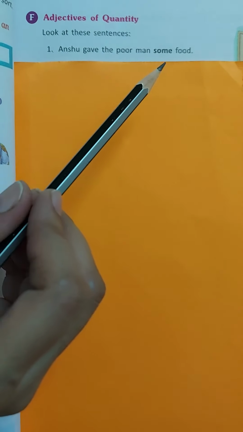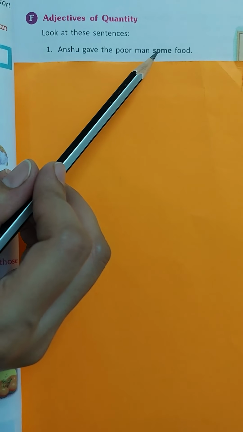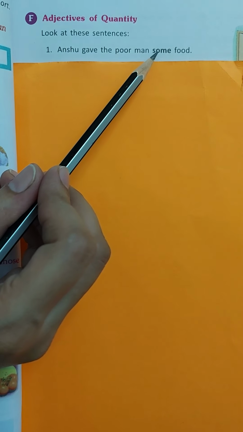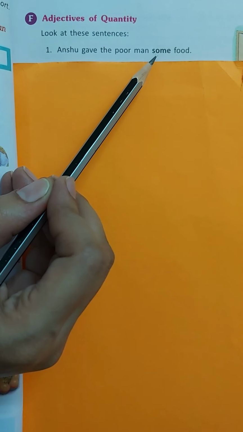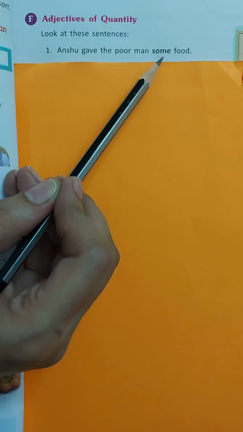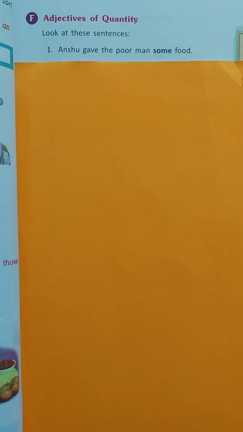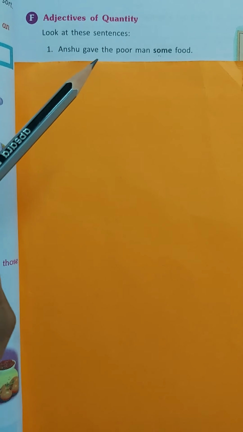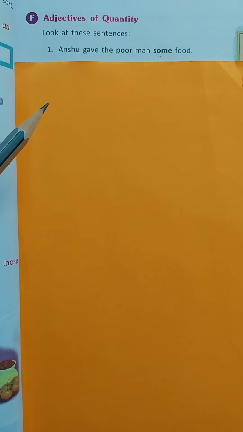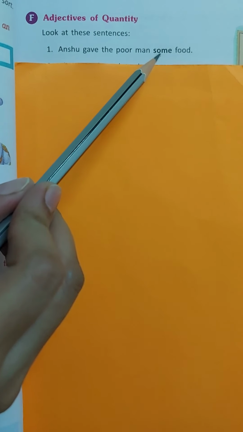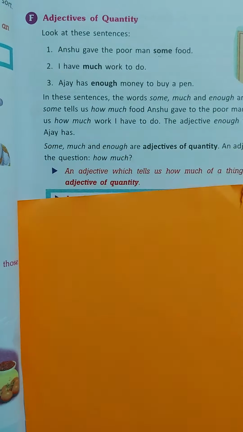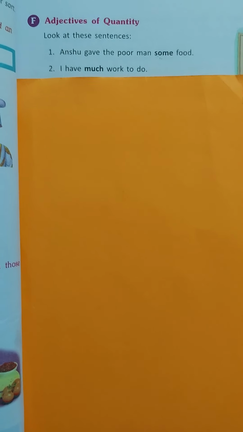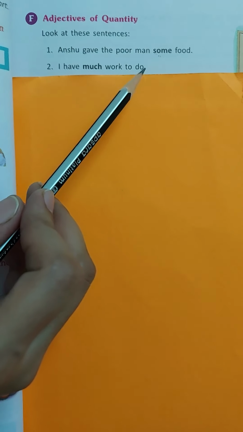Anshu gave the poor man some food. Now here the word some is telling us about the quantity of food. How much food? Some food. So the word some is an adjective of quantity. And we know, children, that adjectives of quantity tell us about the quantity of nouns or pronouns. So here the word some is telling us how much food Anshu gave the poor man.